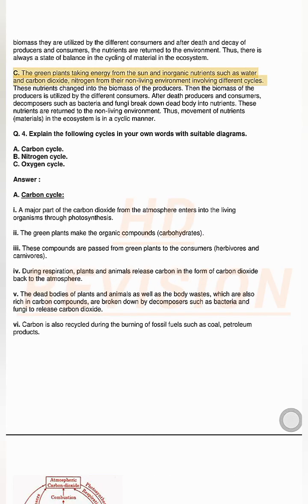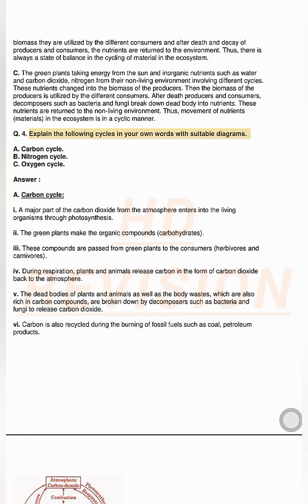See the green plants taking energy from the sun and inorganic nutrients such as water, carbon dioxide, and nitrogen from their non-living environment, involving different cycles. These nutrients are changed into the biomass of the producers. Then the biomass of the producers is utilized by the different consumers. After death of producers and consumers, decomposers such as bacteria and fungi break down the dead bodies into nutrients. These nutrients are returned to the non-living environment. Thus, movement of nutrient materials in the ecosystem is in a cyclic manner.